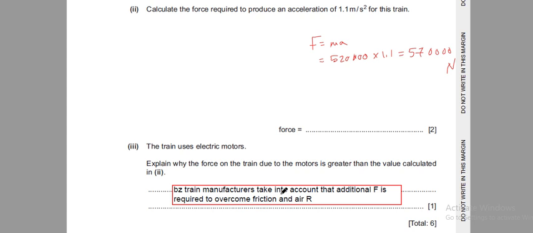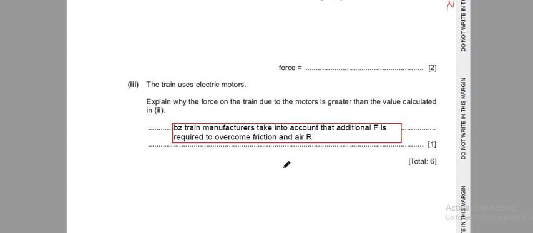So if they made motors that just provide the force of the mass being accelerated with the targeted acceleration, it would be less than this acceleration, because this force is subtracted by the opposing force of friction and air resistance.